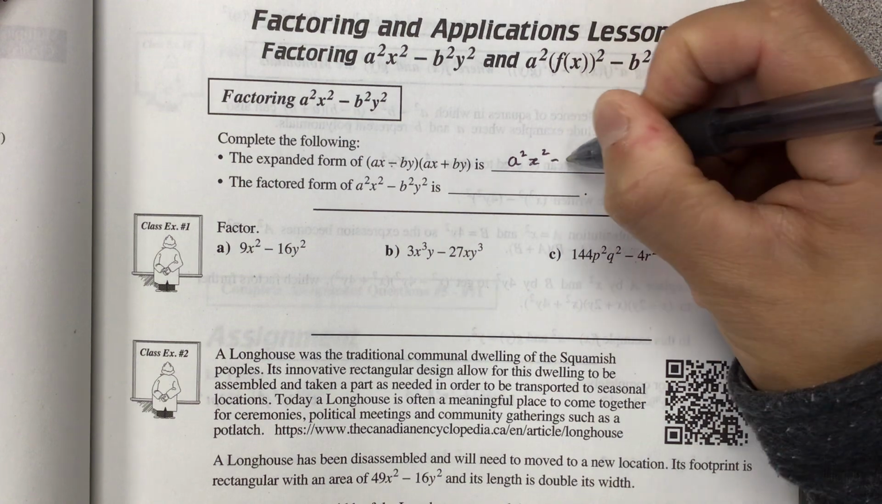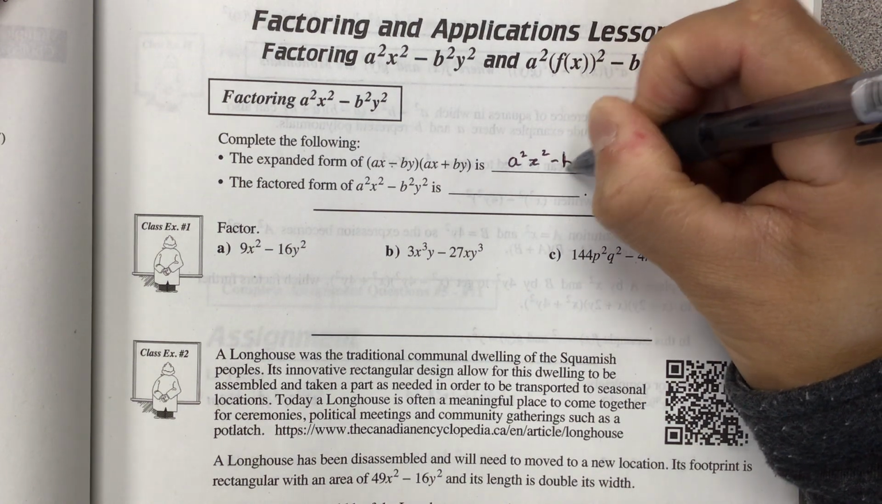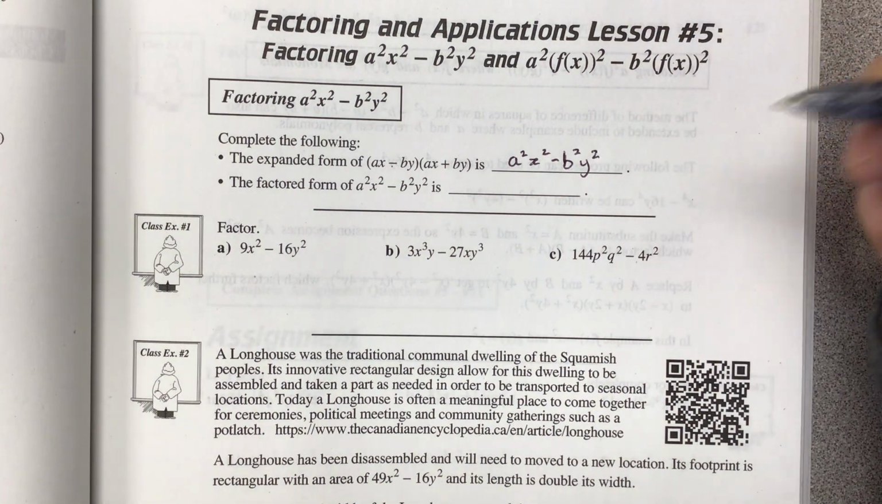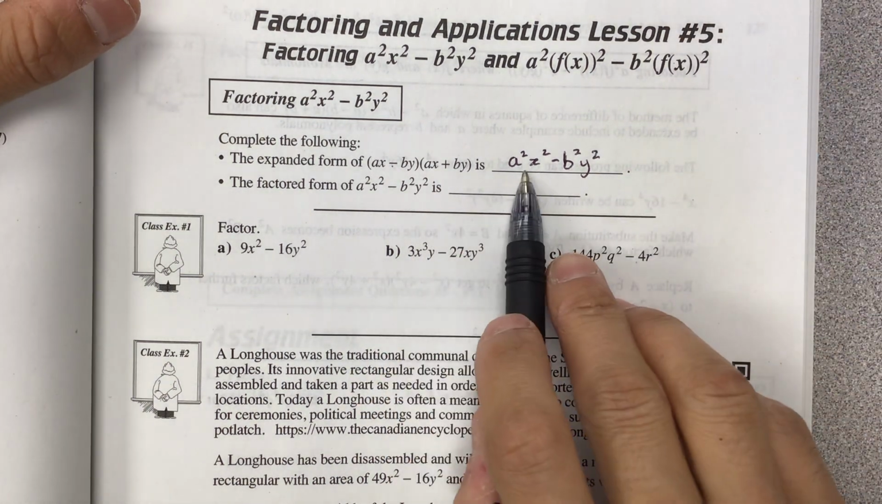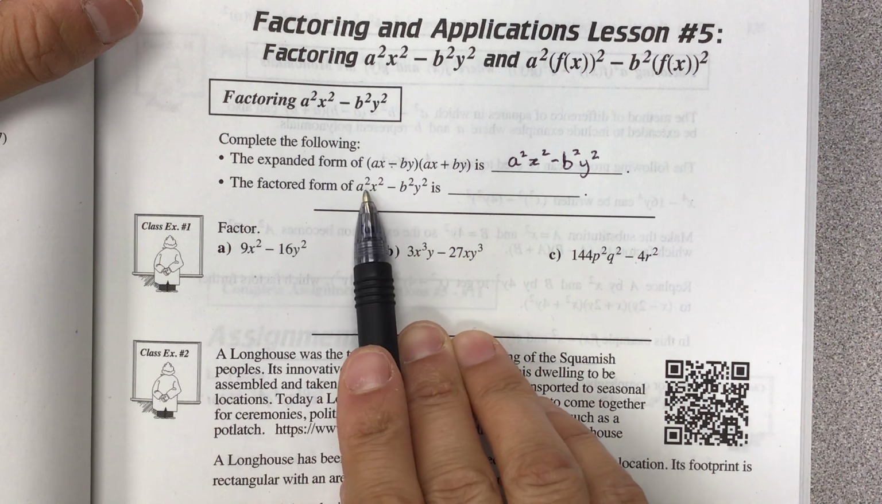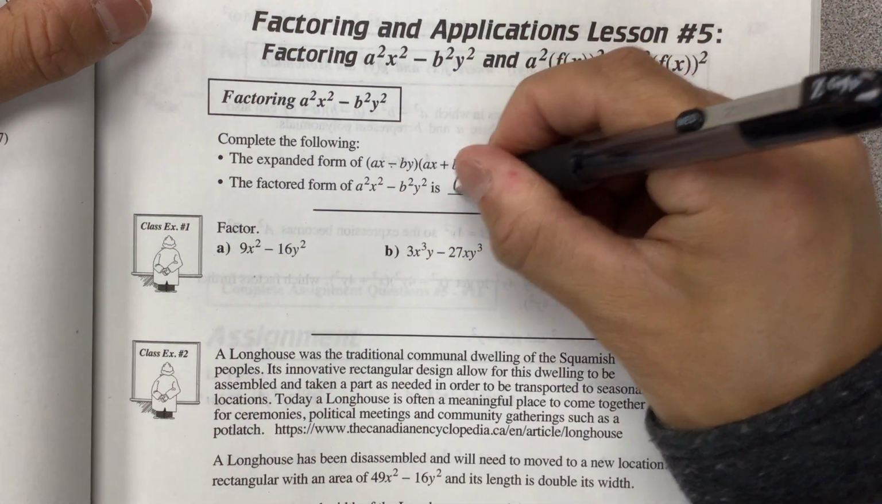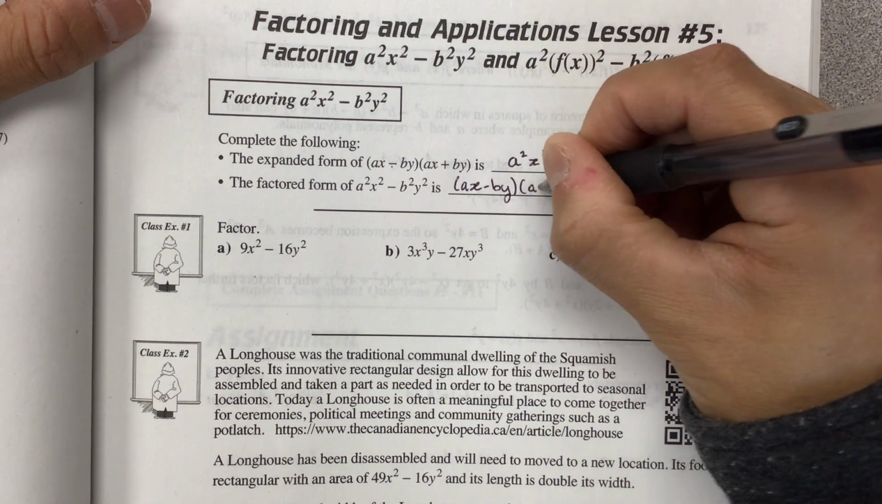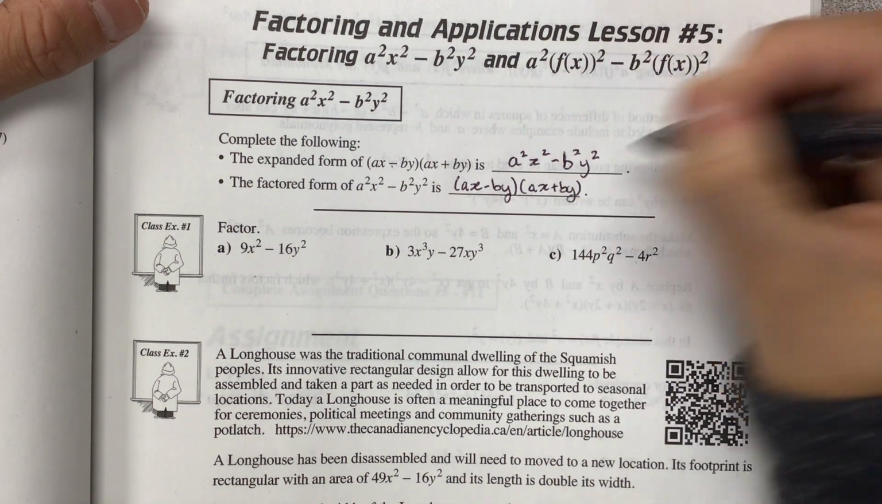And so the shortcut would just be to write my factors as perfect squares. And so then if we were factoring something like this, we'd be taking the square roots, and so we would have ax minus by and ax plus by.